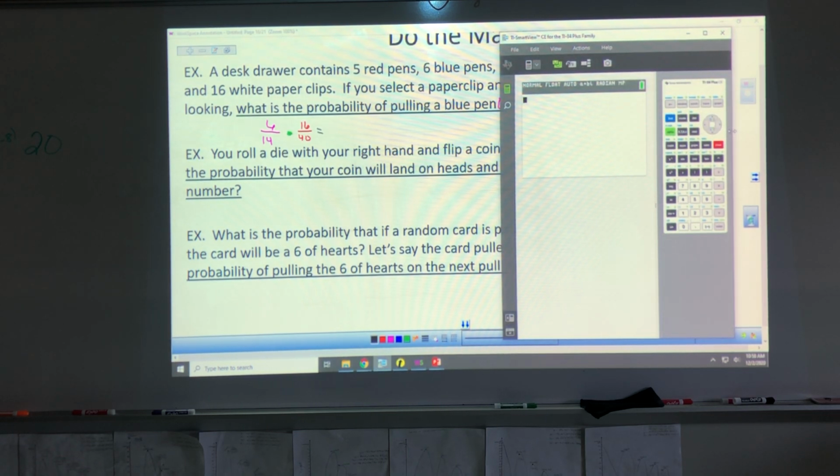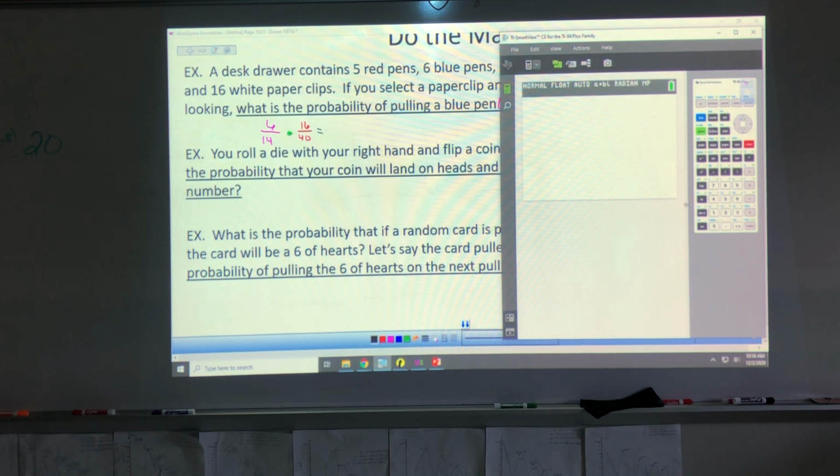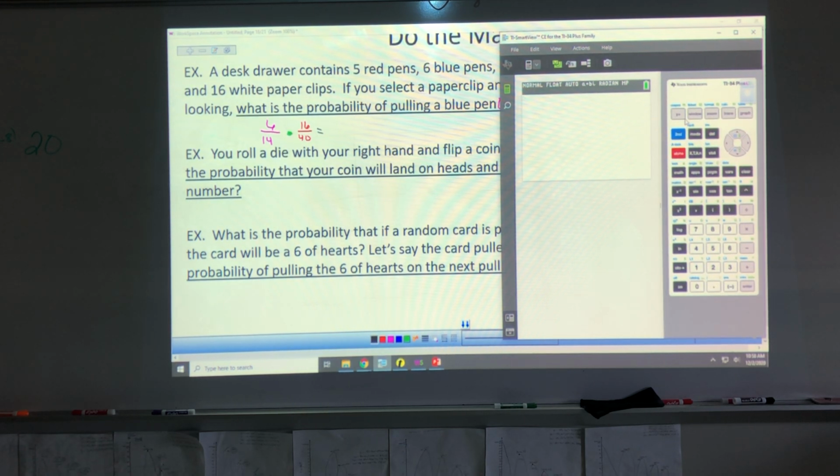I just like to set it up as my fractions. So we'll do alpha y equals, all right, 6 over 14. I'm going to times it by 16 over 40. The reason I'm doing this is because if I put this into the calculator, it actually simplifies my fraction for me, which is pretty nice. So you don't have to worry about simplifying the fraction.